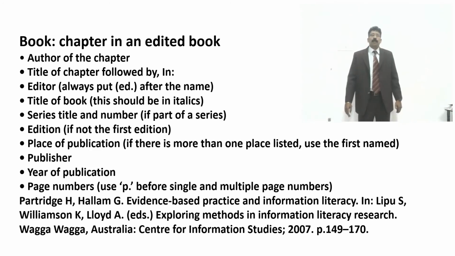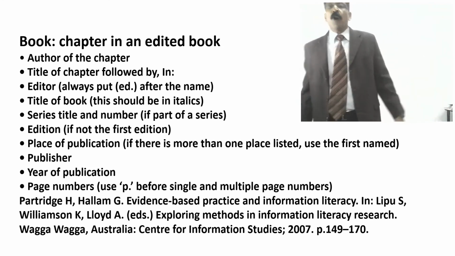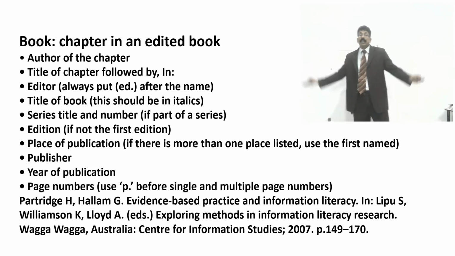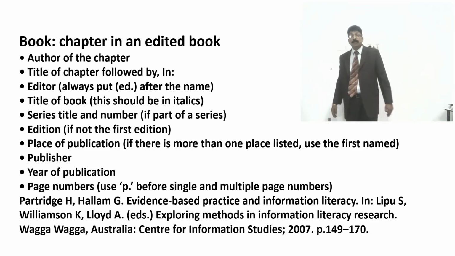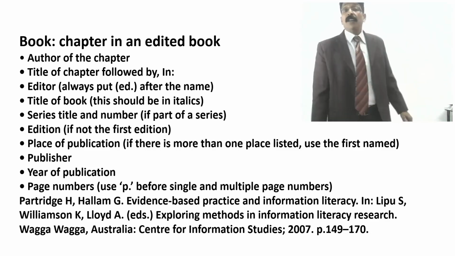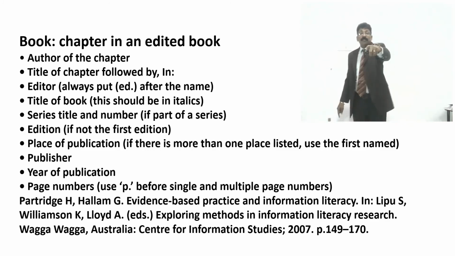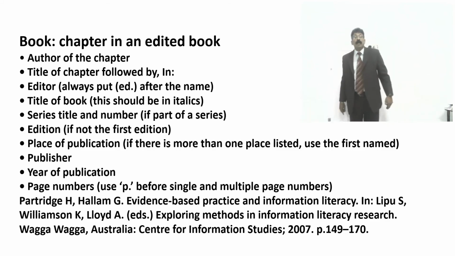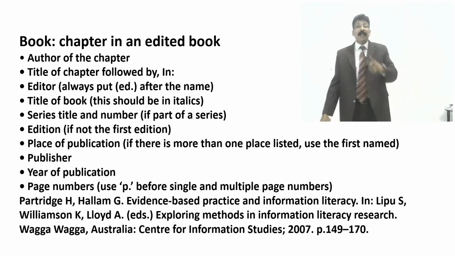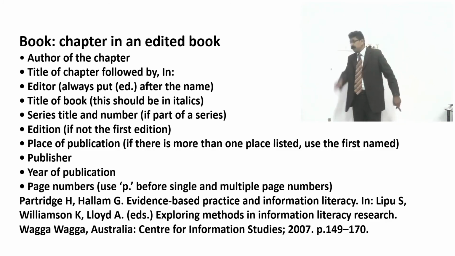And chapter: sometimes one chapter will be edited by one professor or one institution in some country. For example, two or three pharmacopoeias may be shared by two countries. In that case, you should mention the author name of the chapter and the title of the chapter, followed by the editor, where you put ed. after the name, and the title of the book should be written in italics, then series number, edition, place of publication, publisher, year of publication, and the page numbers, where we mention p. and a dot.